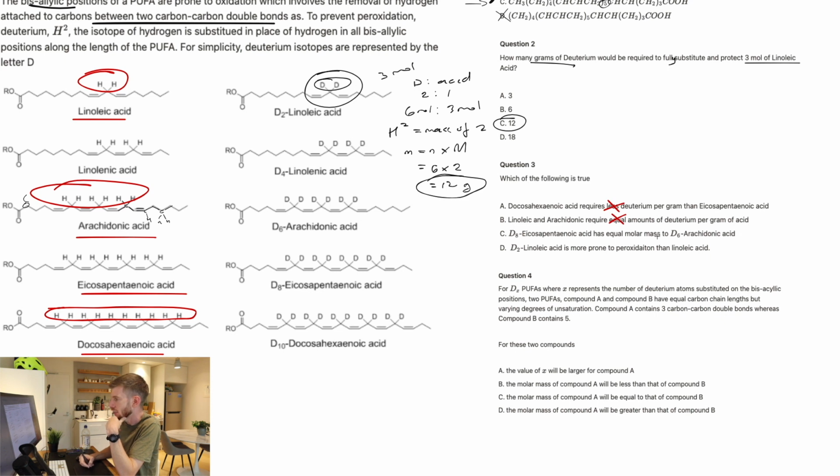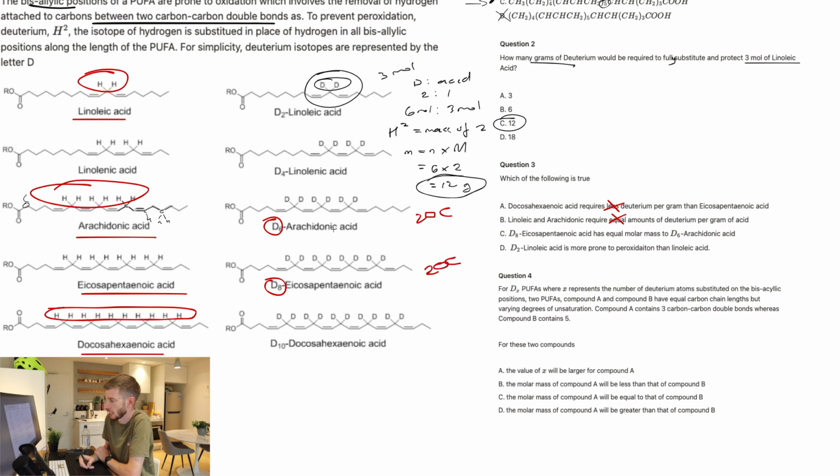D8 acid has equal molar mass to D6. So if I look at those two, again, we can do that thing of counting the carbon chain length first. And if we count them up, you'll find that there's exactly 20 carbons in this one, and there's exactly 20 carbons in this.